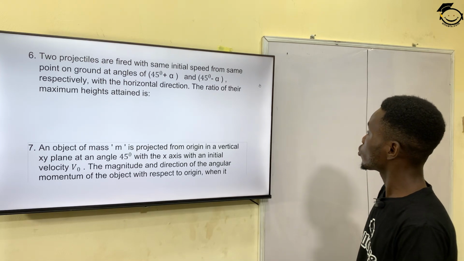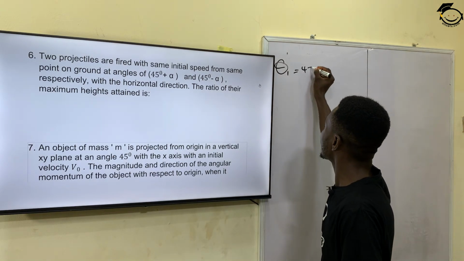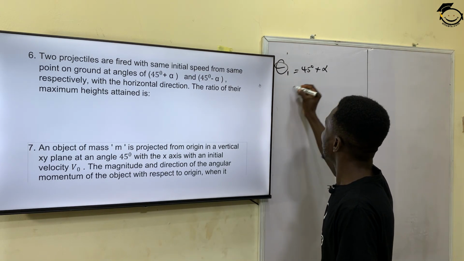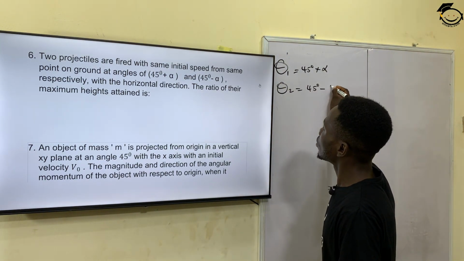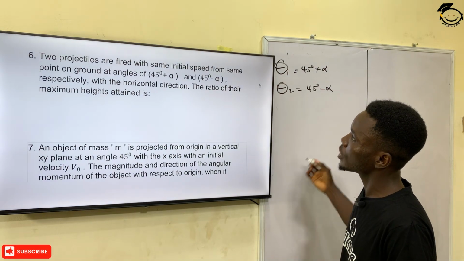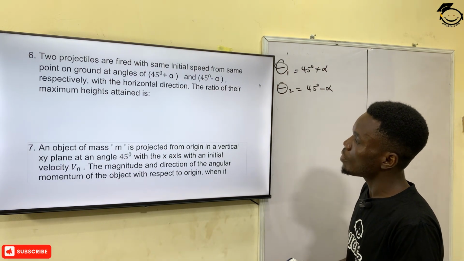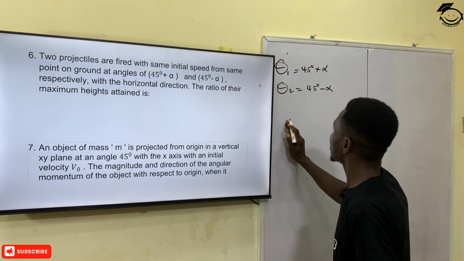at angles. So the first angle that we are given, theta 1, is 45 degrees plus alpha, and theta 2 is 45 degrees minus alpha, respectively, with the horizontal direction. The ratio of the maximum height attained is dash.